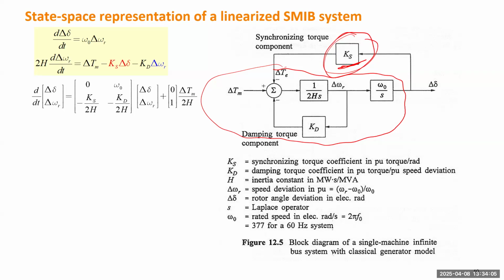The state space representation can have this matrix form on both sides of the equation. So basically they are exactly the same set of equations. We just introduce the state vector, including both delta delta and delta omega r.